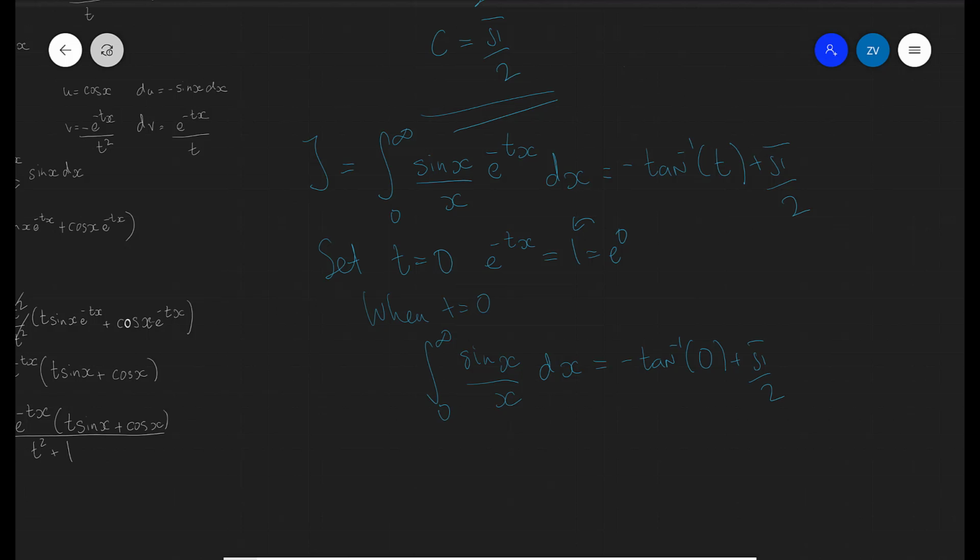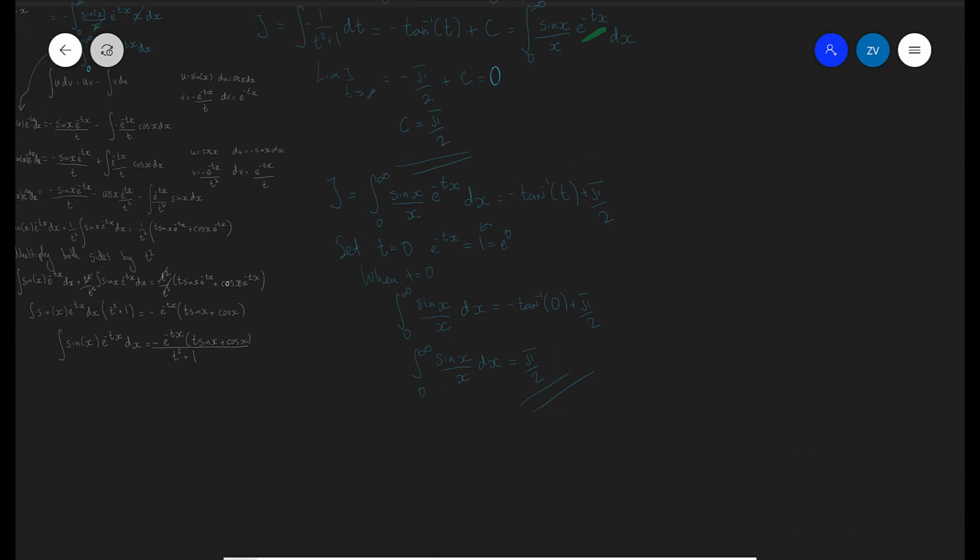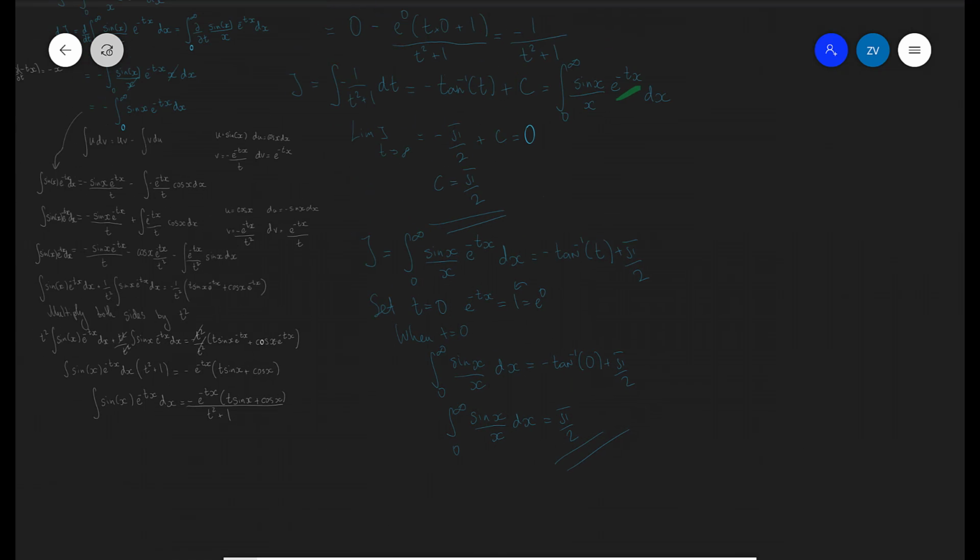Well, hang on a minute. Inverse tan of 0 is just 0, so we finally have an answer that the integral from 0 to infinity of sine of x over x dx is equal to pi over 2. This is an incredibly elegant result that we've derived by doing a lot of calculus.